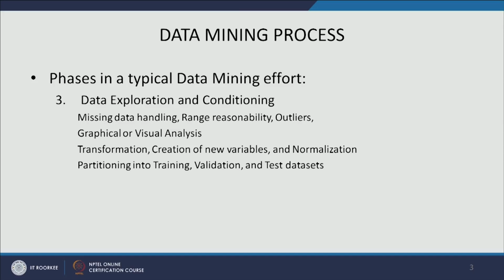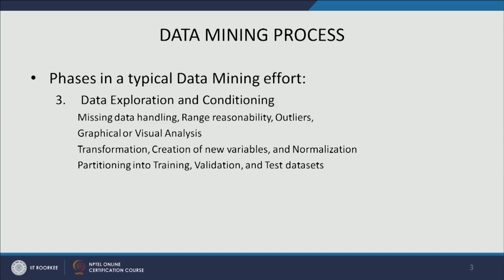The next phase in a typical data mining effort is data exploration and conditioning. In this phase we generally do activities like missing data handling. We also check for range reasonability, whether the range of different variables is as per the expectation or not. We also look for outliers. They can come due to human error or measurement error, etc.